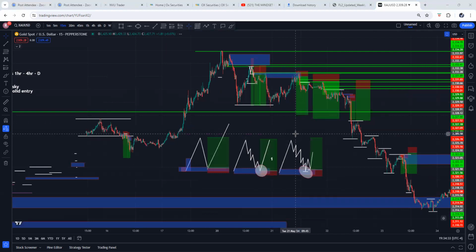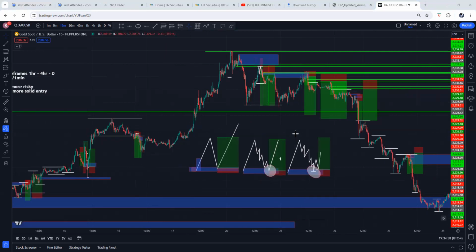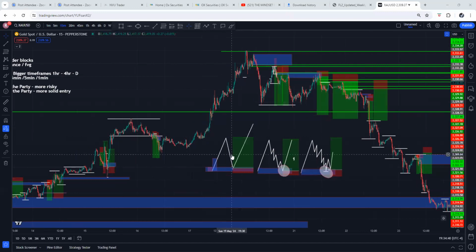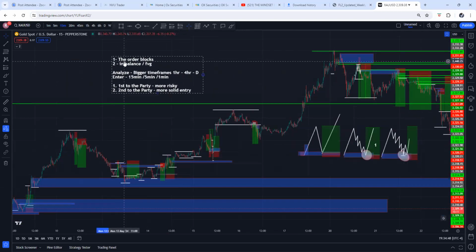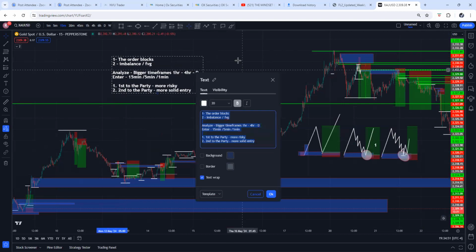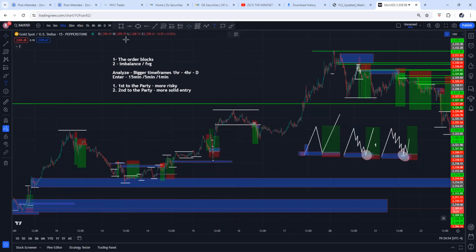Okay, cool. So this is what we did last week. I'm gonna do a quick recap, as quick as I can, and then we're gonna come forward to this week. Last week we spoke about two types of entries. As you guys can see, I leave all of my entries on my chart so that you know it's real.